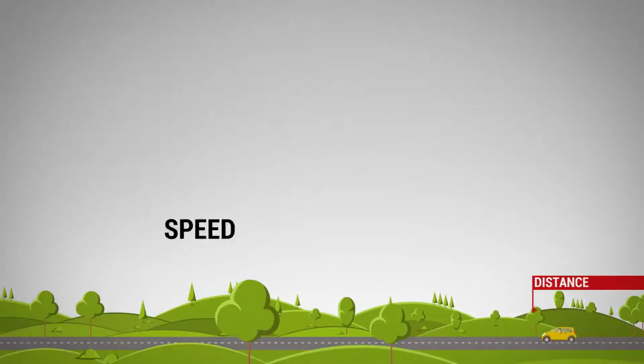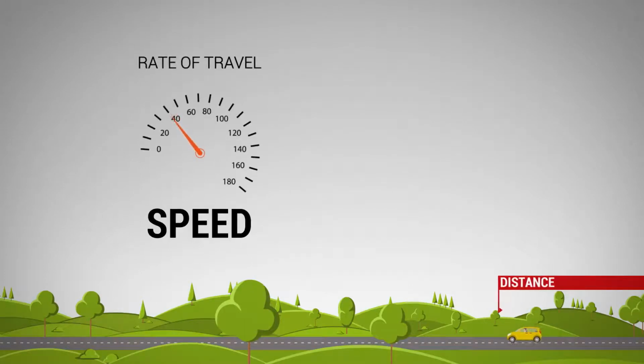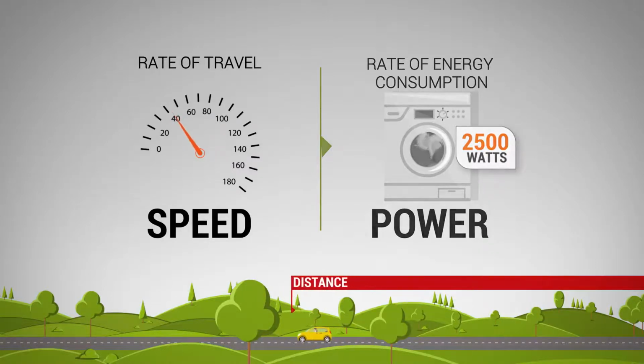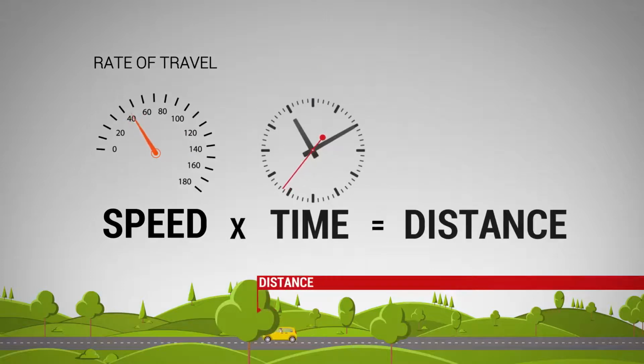Imagine you're driving a car. Your speed or rate of travel when you look at the speedometer is the equivalent of power or rate of energy consumption. But you know that looking at the speedometer doesn't tell you anything about how far you've gone. For that, you need to look at your speed over the time you've been driving. Energy is the equivalent of distance in this analogy.